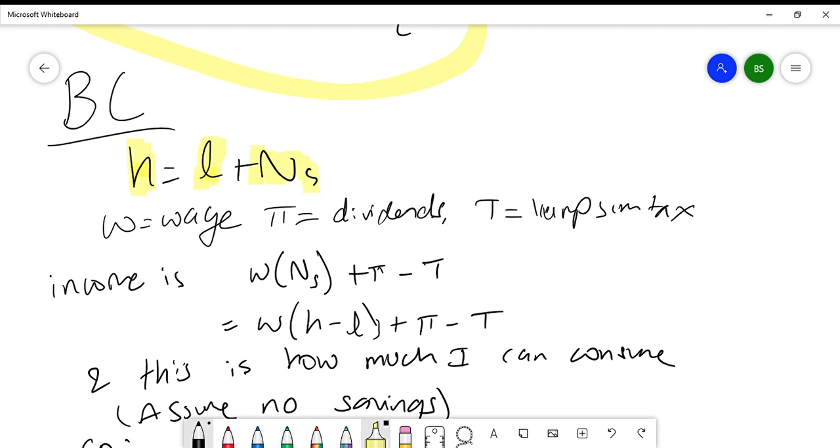Some other things to note: W is the wage, pi is dividends, like firm profits, and T is a lump sum tax that I have to pay to the government.